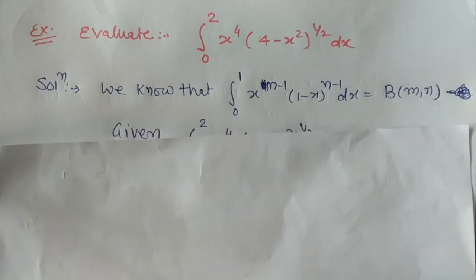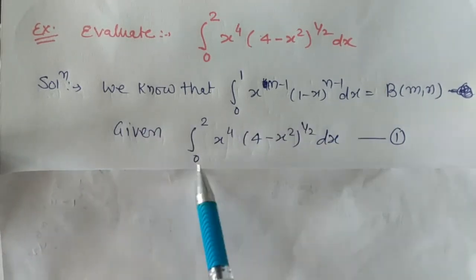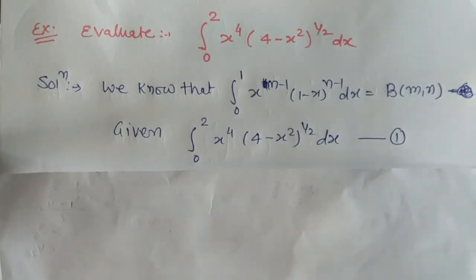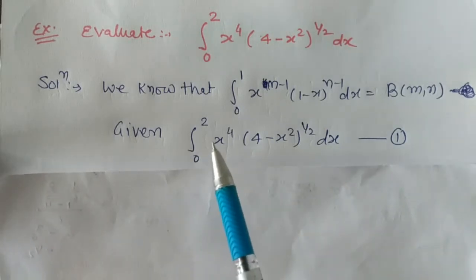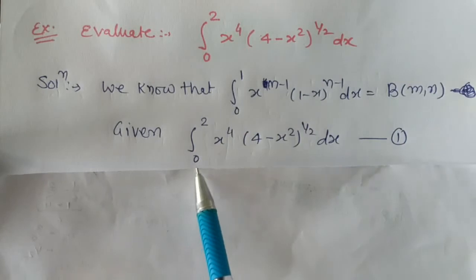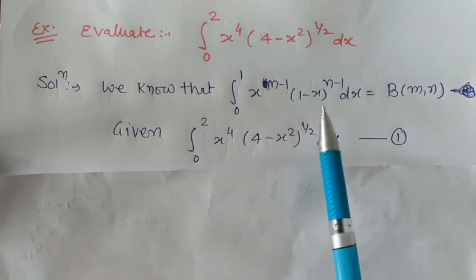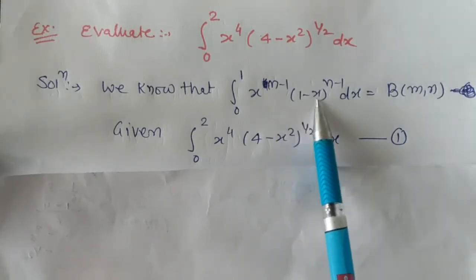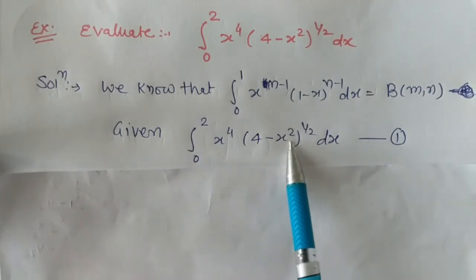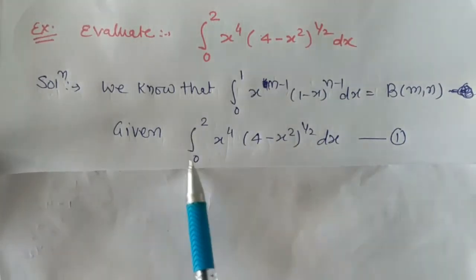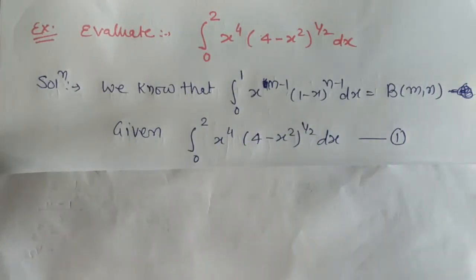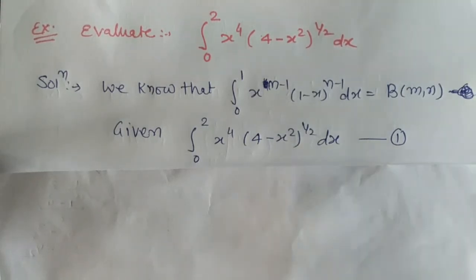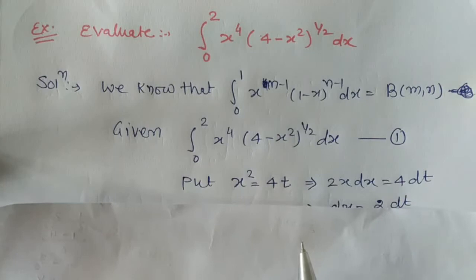And the given integral is 0 to 2 x power 4 into (4 minus x square) whole power 1 by 2 dx. So here neither is the limit of the given integral 0 to 1, nor does the variable term in the bracket have the power 1, because in the standard form we have 1 minus x. Here we have 4 minus x square. So first we reduce this integral to the standard form of beta integral, and therefore we select x square equal to 4t.